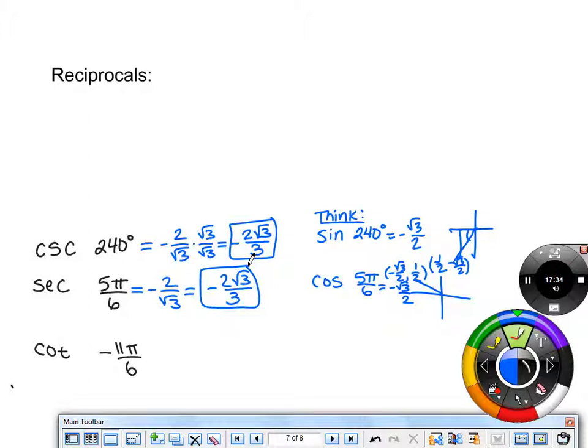All right. Cotangent of negative 11 pi over 6. So Matt was asking a question that I think is valid for all you guys to know. So with tangent, if you haven't memorized, you're just going to take what you have memorized and then you're going to take the reciprocal.